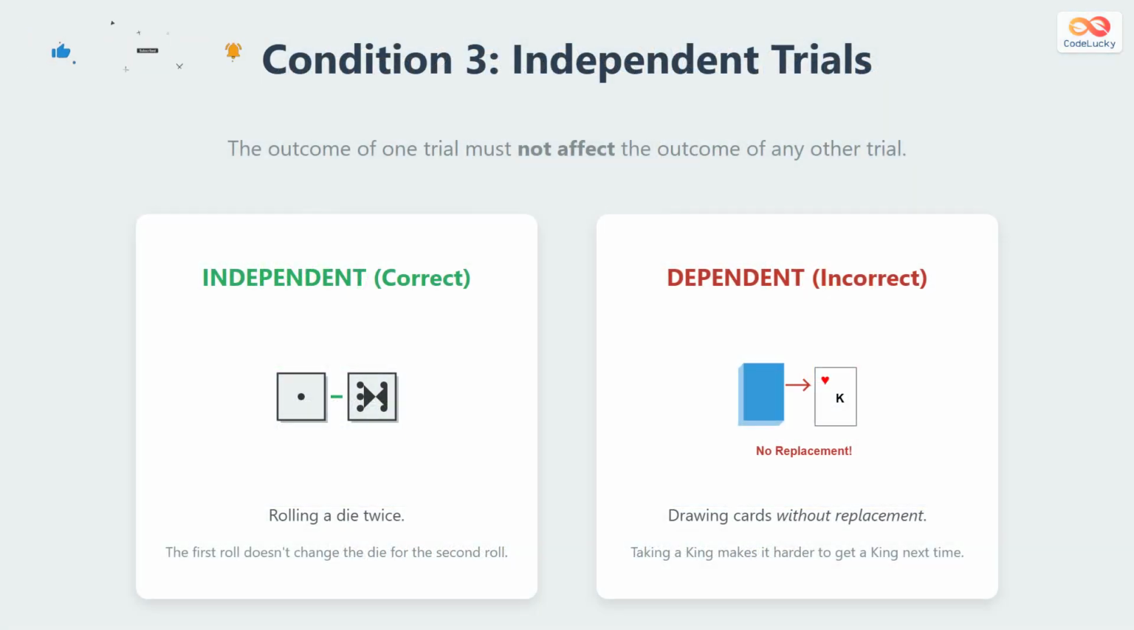The trials must be independent. This means the result of one trial does not influence the result of another. For instance, rolling a die is independent because the die does not remember previous rolls. However, drawing cards from a deck without putting them back is dependent because the probabilities shift as cards are removed.